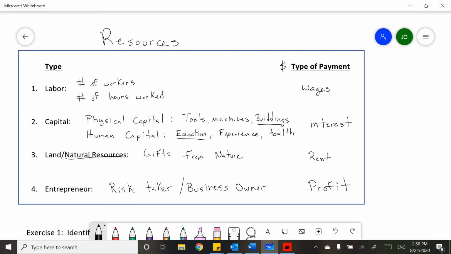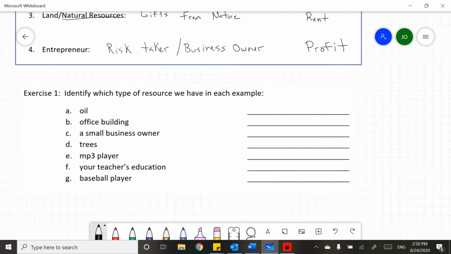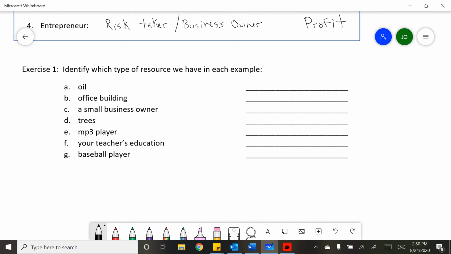So, now that we understand the four types of resources, let's go on and do a little activity with some examples. All we're going to do here is classify each of these examples as a type of resource. So we have oil. Oil as in petroleum, what we get from the ground. Well, if we're getting it from the ground and it's already there, that means that it's a natural resource. So we're going to classify this one as land. Let's go to letter B. Office building. It's a building. It was built and it's going to help us produce other things. So that is capital.